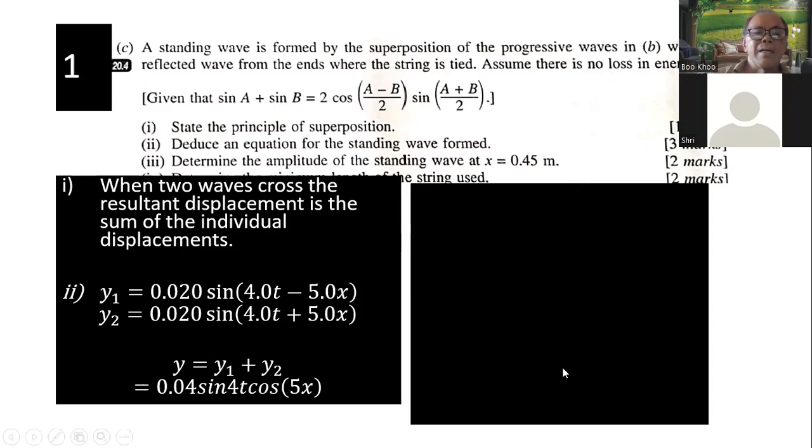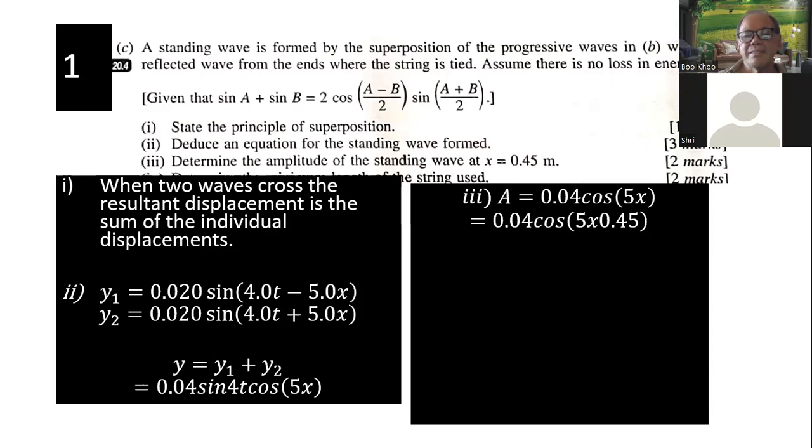Now I understand. Determine the amplitude of the standing wave at 0.45 meter. The amplitude is 0.040 cos 5.0x, right? That's the amplitude, and put your value of x in, 0.45 meter.